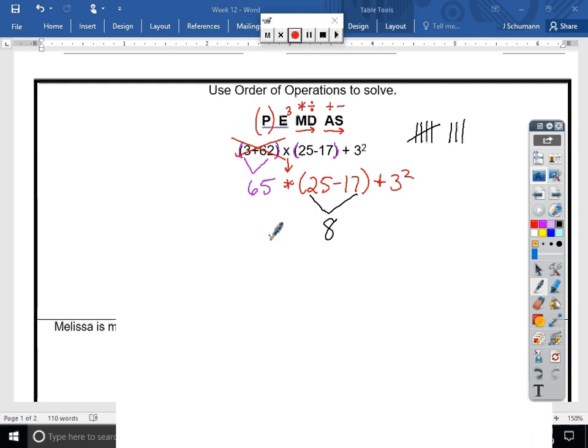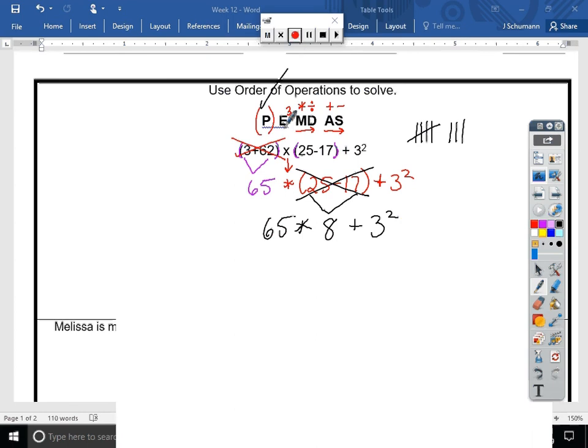All right, 25 minus 17 is something that we took care of. We took care of the subtraction, so we're going to bring down everything else we've already used. Oops, so we have a multiplication. We have a 65 out front. At the back, we have plus 3 to the second power. There are no more parentheses, so I can check that off the list.